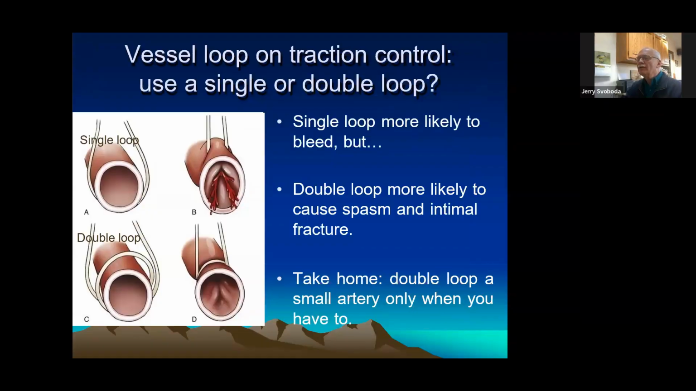If you have a rubber band, glove cuff vessel loop or commercial vessel loop, putting just a single loop around the artery and placing that loop on traction is usually enough to cause vascular control so that the artery doesn't bleed while you're trying to work on it. Double looping may be necessary for the brachial artery, but double looping encourages spasm and does cause some problems and can actually fracture diseased intima. So single looping is sufficient for most, double looping only when necessary.